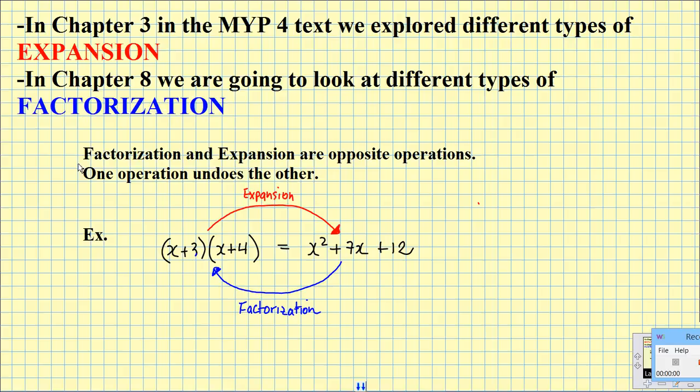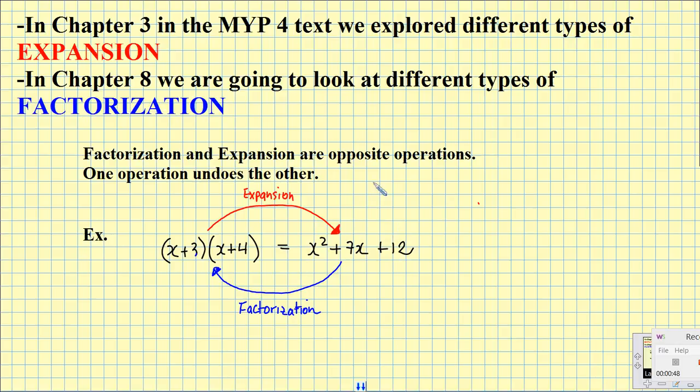Now, factorization and expansion are opposite operations. That basically means that one operation undoes another operation. An example would be, if I took x plus 3 times x plus 4 and expanded that, it would turn out to be x squared plus 4x plus 3x, or plus 7x, and then plus 12.